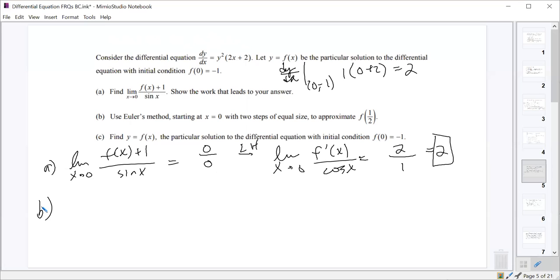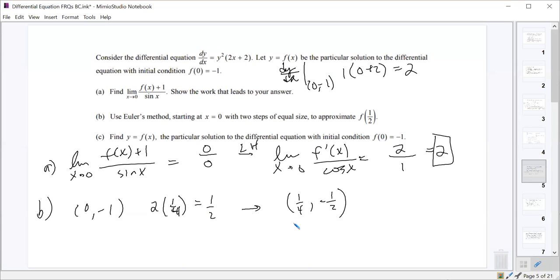All right, part B, using Euler's method, starting at x equals 0, 2 steps of equal size, we want to approximate f of 1/2. So if we're going to go from 0 to 1/2, we're going to do 2 equal steps of a quarter. And so first off, we will write out our first point, which was 0, -1. We know that our change in x is going to be a quarter. We need to figure out the value of dy dx. So dy dx at 0, -1, we already figured out to be 2. So we're going to have to multiply that by 1/4, and that should give us our change in the y value, which should be 1/2. And so we should end up at the new point 1/4, and then -1 plus 1/2, which would be -1/2.